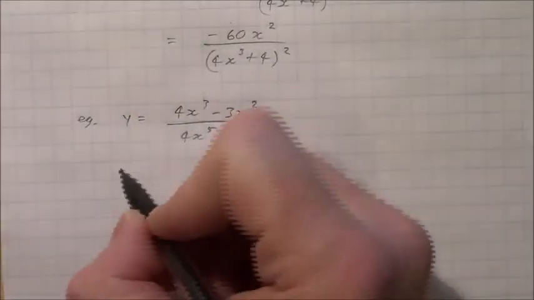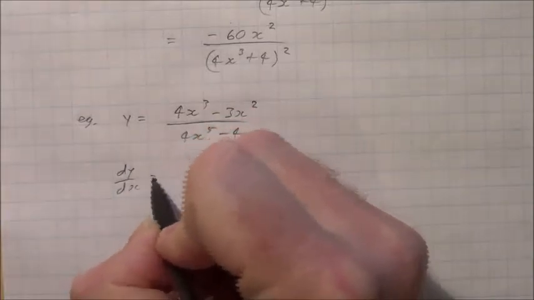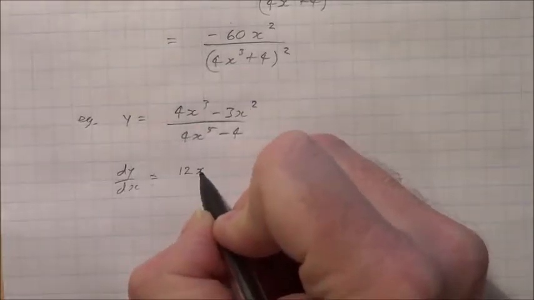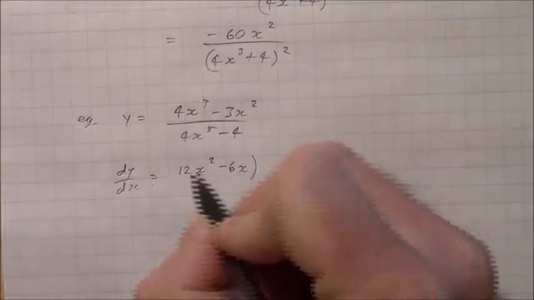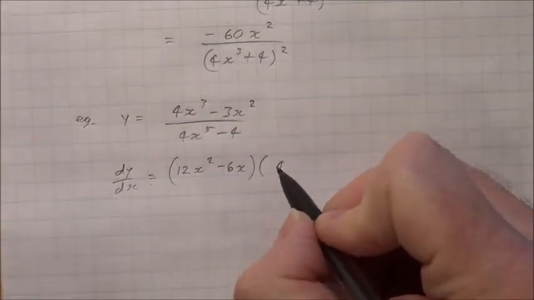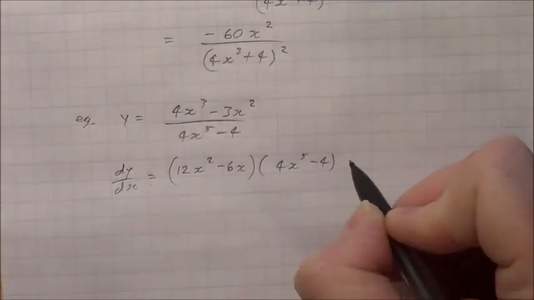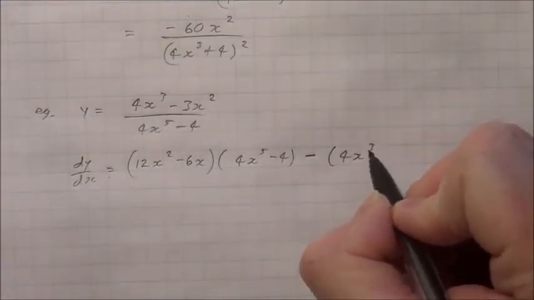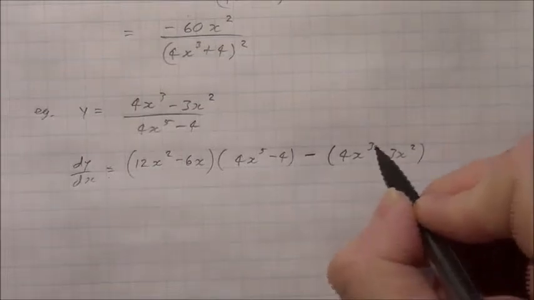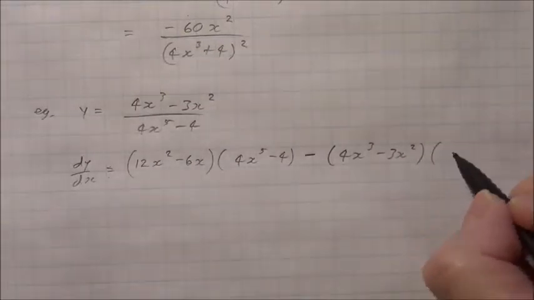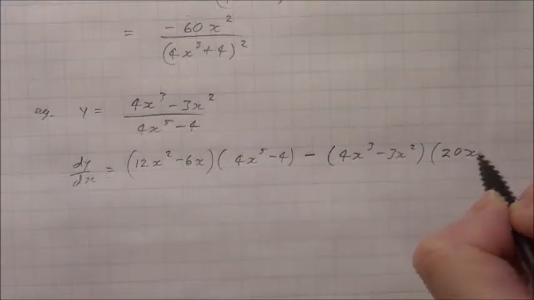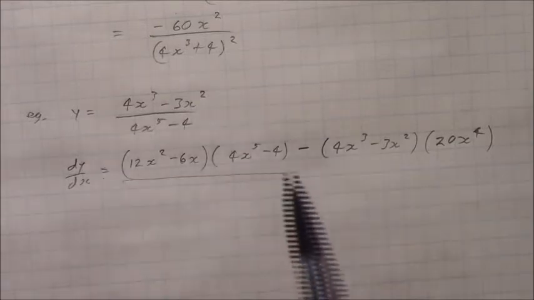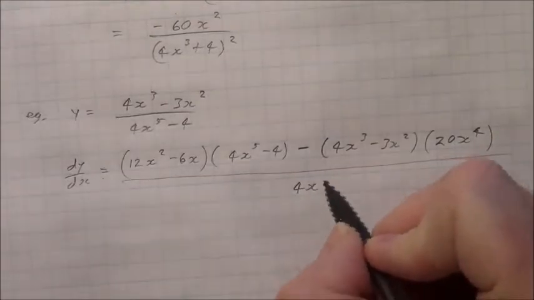And dy by dx, again, take the derivative of the numerator, and it's 12x squared minus 6x, and we multiply that by the denominator. Then I subtract, keep the numerator as it is, so 4x cubed minus 3x squared, and multiply that by the derivative of the denominator, which in this case is going to be 20x to the power of 4. And then that is all over the denominator squared.